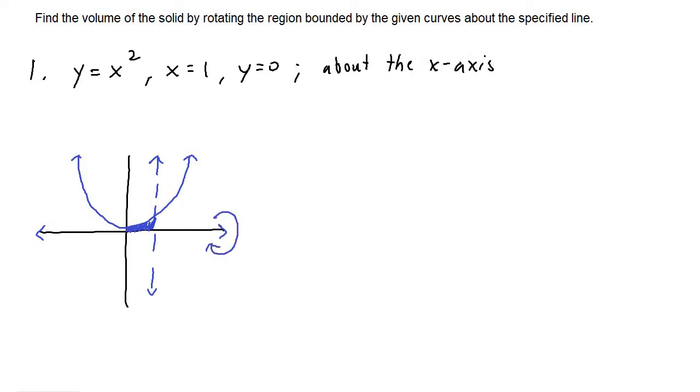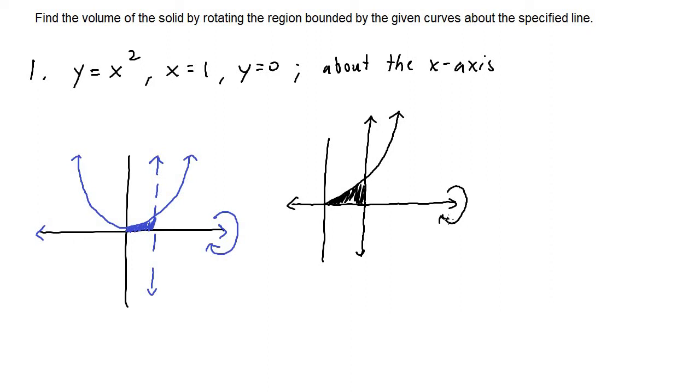Now I'm going to redraw this graph and just zoom in on the first quadrant, because that's where the region is at. So we have y equals x squared, which is right here. We have x equals 1, and then we have y equals 0, which is the x-axis. So we're looking at this region here, and once again we're going to rotate that region about the x-axis.